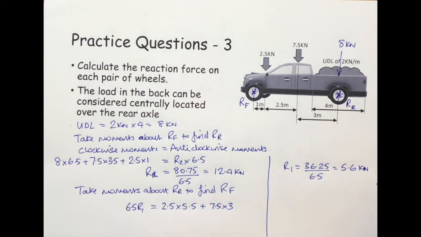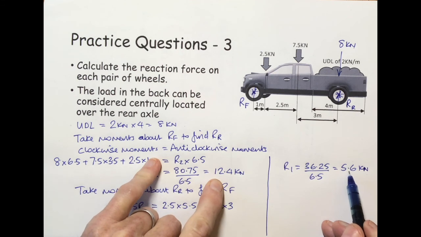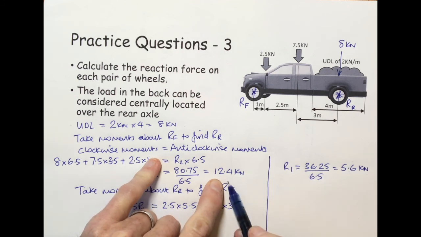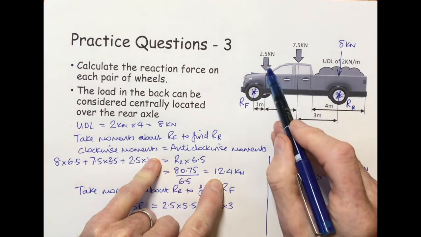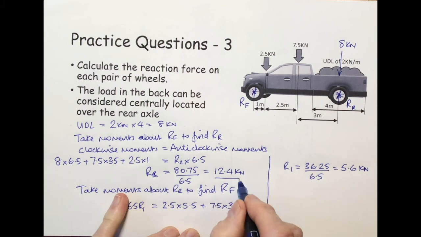Therefore, double check that, you should find 12.4 plus 5.6 comes to 18 kilonewtons, and this comes here to 18 kilonewtons as well. So again, you're pretty sure you've got the right answer.